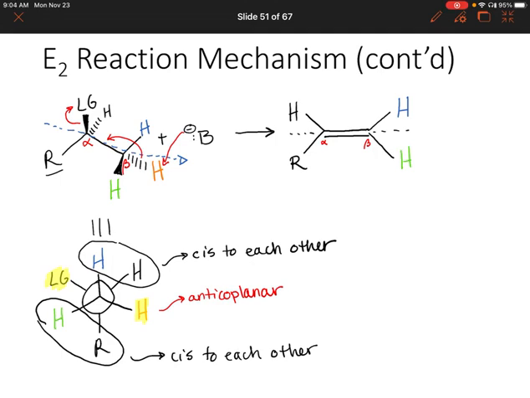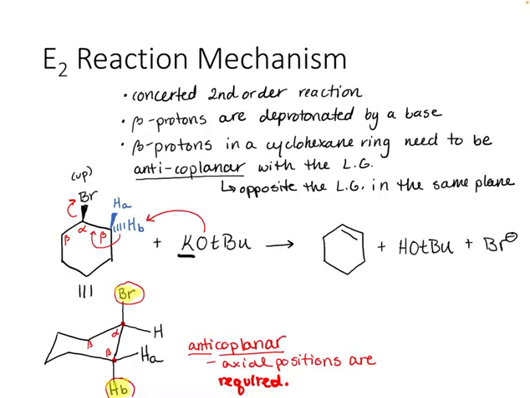All right, so I think we'll stop here for this video. I just wanted to show you in a little more detail how an E2 reaction occurs. Again, the base is going to take a hydrogen that is anti-coplanar to the leaving group. We saw how to figure out which proton is anti-coplanar for a ring system: we draw the chair conformation and make sure the leaving group is axial, and then whichever hydrogen is opposite that axial leaving group is the anti-coplanar hydrogen.